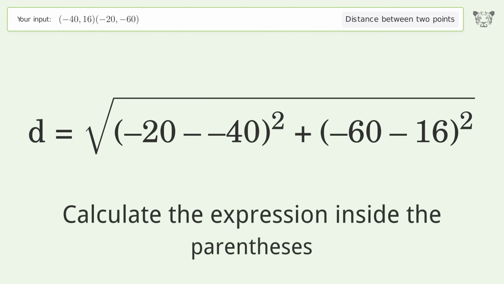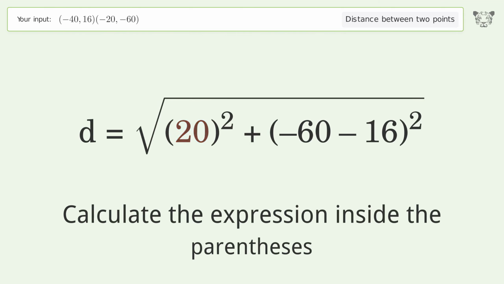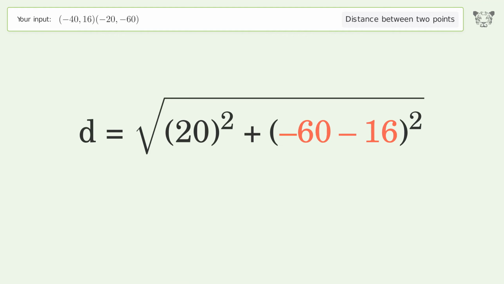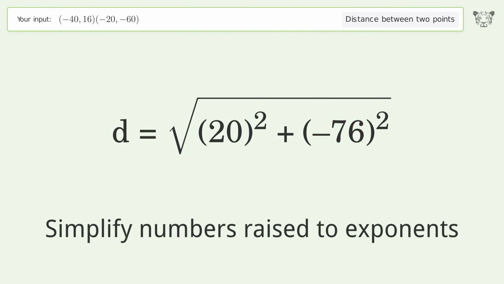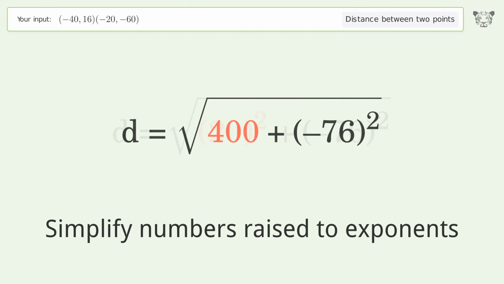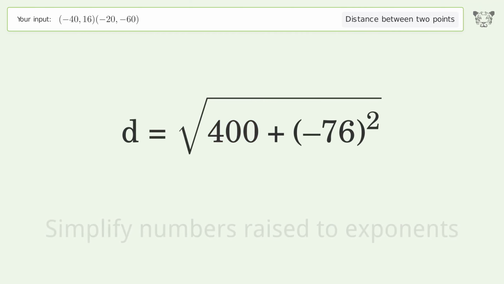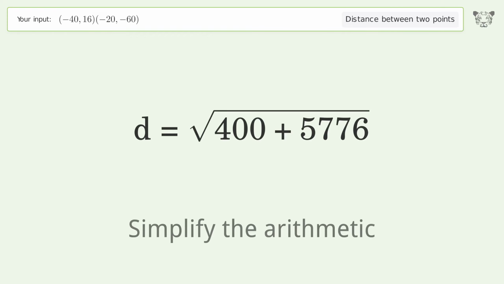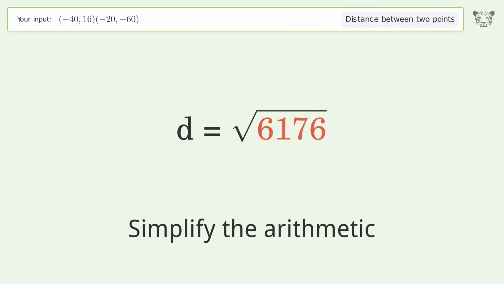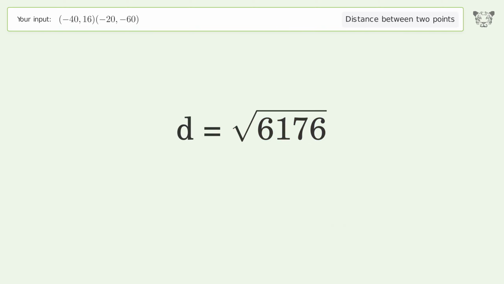Calculate the expression inside the parentheses. Simplify numbers raised to exponents. Simplify the arithmetic. And so the distance between the 2 points is the square root of 6176, or 78.588.